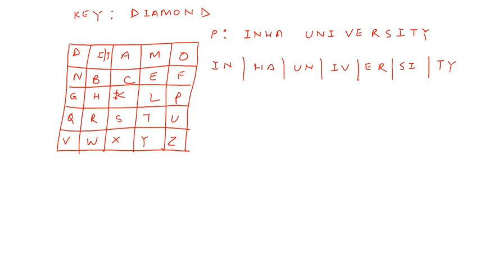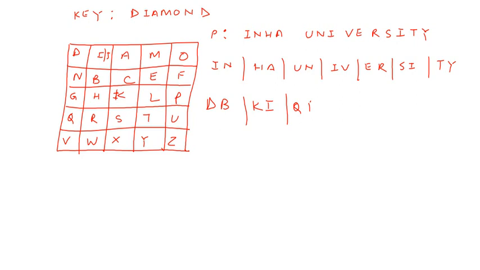Now we will check these groups. I and N are in different rows and columns, so for I, the same row intersected with N, it will be D, and for N it will be B. Now H and A, again different. For H it will be K, and for A it is going to be either I or J. You can write anything. Now U and N, different. For U it will be Q, and for N it will be F.